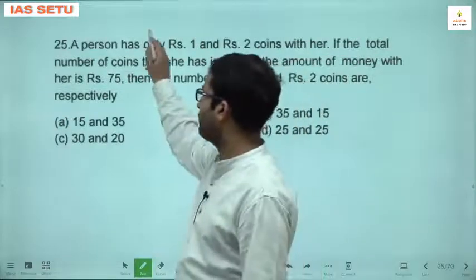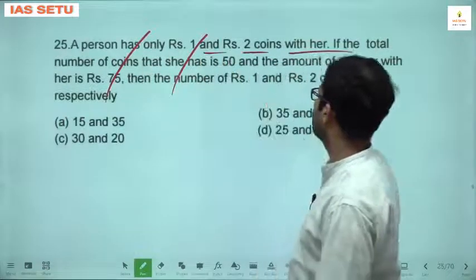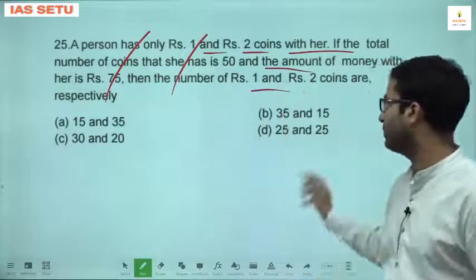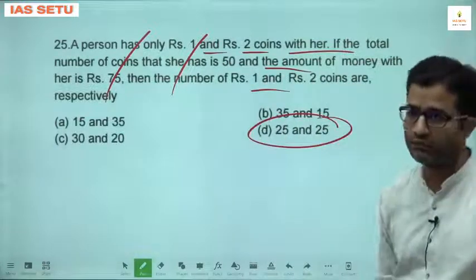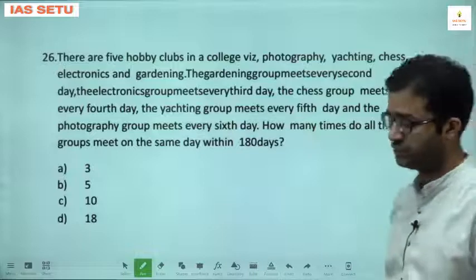Question number 25 we already discussed, rupees 1, rupees 2. So by mistake it has been repeated. Answer D, 25 and 25. I have already taken this question.